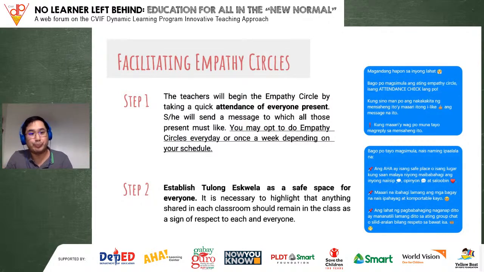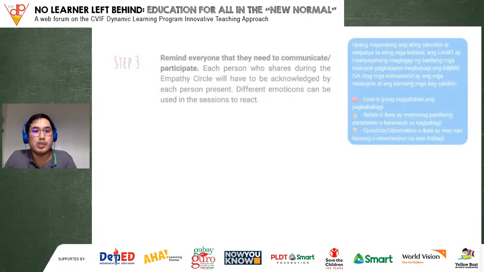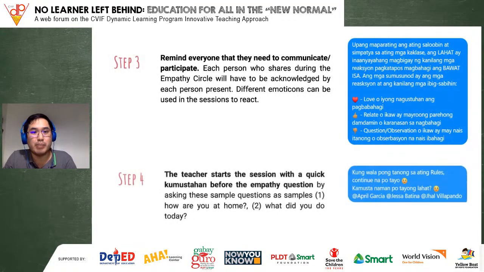Step 3 po is you remind everyone that you need to communicate and participate. Each person's share during the empathy circle will have to be acknowledged by each person present. You can use different emoticons. I do not know if you can see it here, but we use emoticons as a way to communicate, not just to react. Ay, nawala po yung slide.